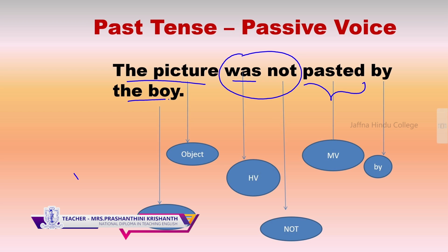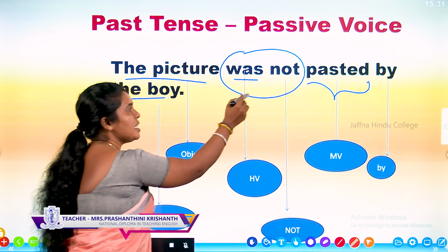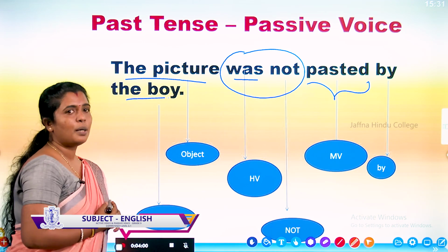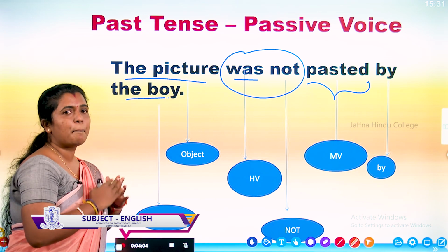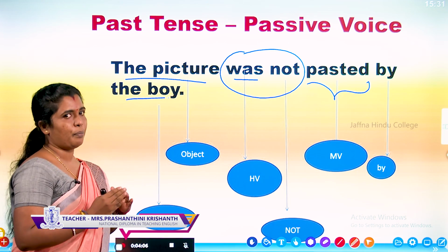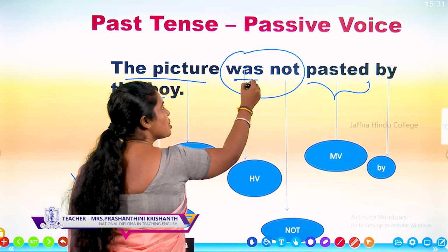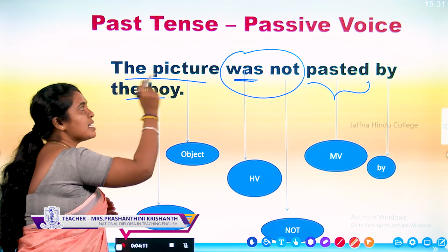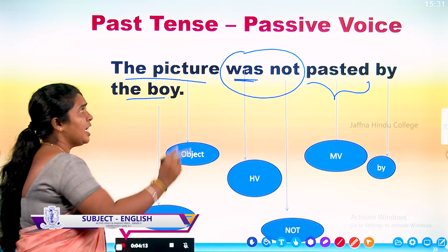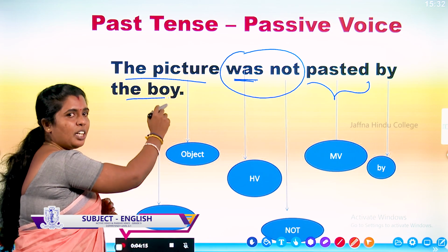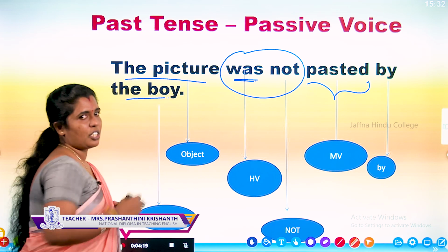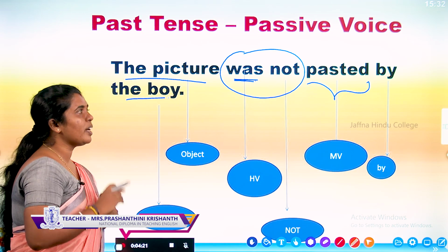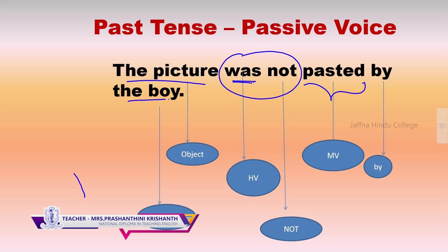So who is the doer? The boy is the doer. So the picture wasn't pasted by the boy. So this is the structure of passive voice, simple past, negative form, right? So here I used was because the picture is singular. If it is plural, pictures, what will happen? We have to use were not, right? So you should be very clear in this thing.